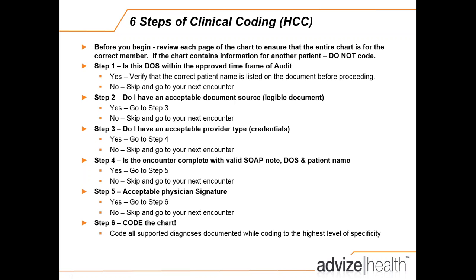And of course, step 6, we code the chart. We validate the information and code all supported diagnoses documented, coding to the highest level. So again, that's just basic. We want to make sure that we're coding the chronic diagnosis for HCC so that the information requested is coded to the highest level.